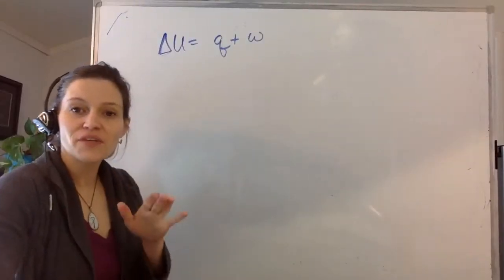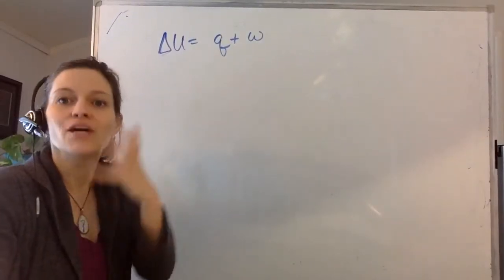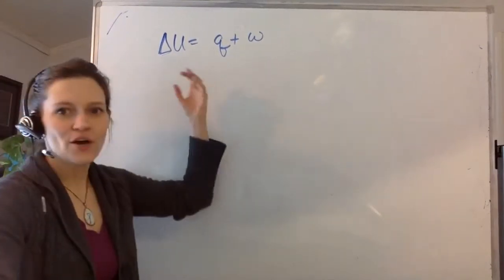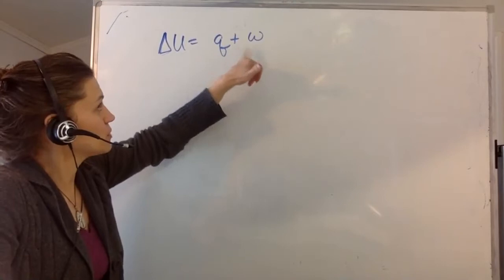Okay, in this video, I'm going to talk about internal energy. We're going to bring back in Q, and we're going to finally get to enthalpy. Okay, so delta U is equal to Q plus W.